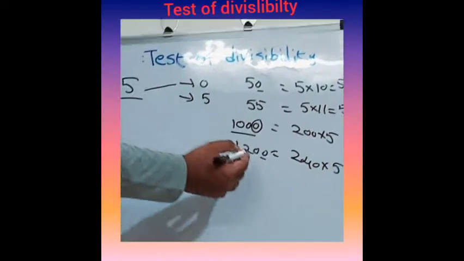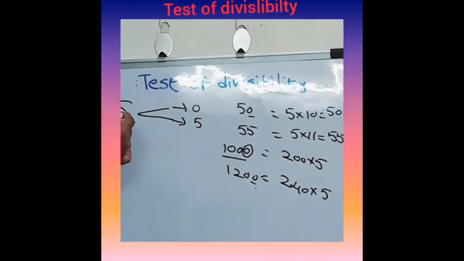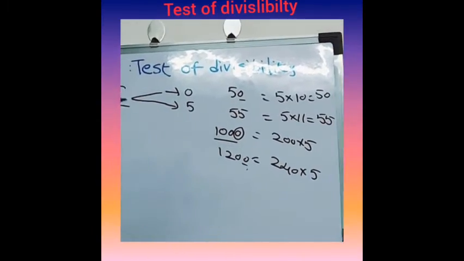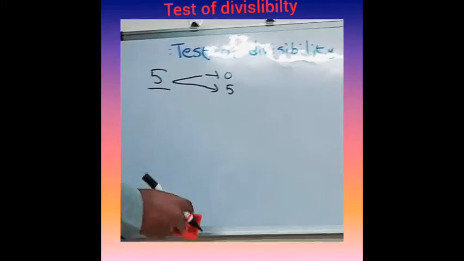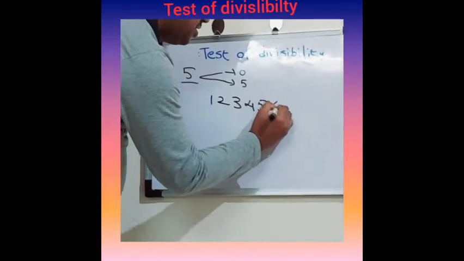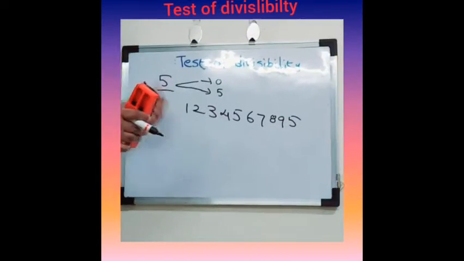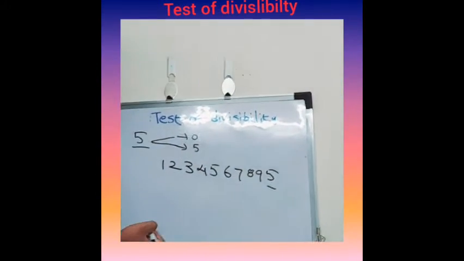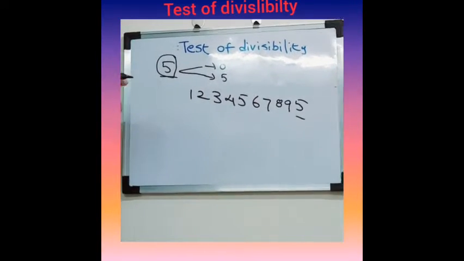And second, if the unit position digit is 5, then also the number is divisible by 5. So any big number is given, irrespective of the number of digits, we can directly say whether the number is divisible by 5 or not. Example, if you take a bigger number like 1, 2, 3, 4, 5, 6, 7, 8, 9, 5, and the question is whether this number is divisible by 5 or not, simple. The unit position number is 5, so definitely this number is divisible by 5. That is the standard rule.